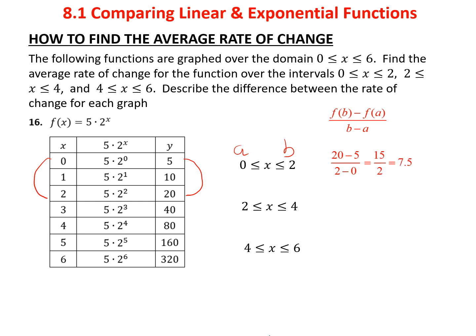Now when we move down to 2 and 4, I'm going between 2 and 4, and then on the y side, 20 and 80. So f of b then becomes 80 minus 20 over 4 minus 2, so I have 60 over 2, or 30. Notice that my rate of change grew significantly from 7.5 to 30. Let's try our last interval between 4 and 6. Between 4 and 6, it goes from 80 to 320. So now I'm going to have 320 minus 80 over 6 minus 4, and I end up with 240 over 2, which is 120.